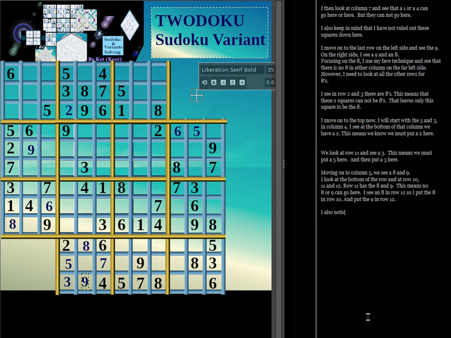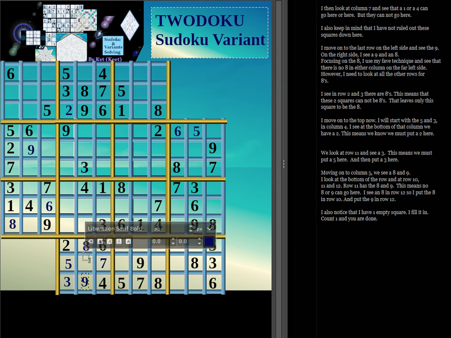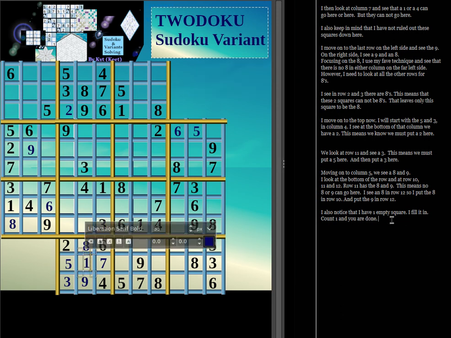I also notice that I have one empty square. I fill it in. Just count 1 and you are done. However, we are not done. I can now put the 1 in the top of the column.